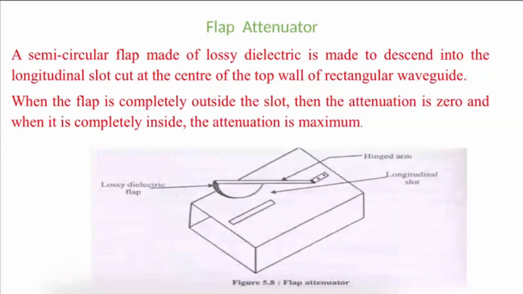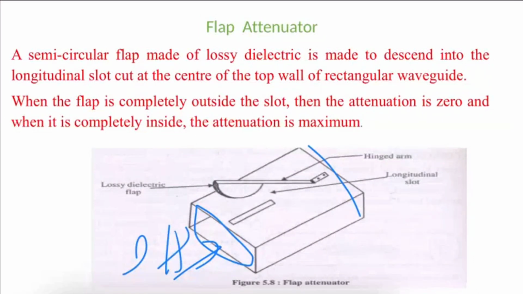So this is the diagram of a flap attenuator. This is a rectangular waveguide structure. This is the input port and this is the output port.